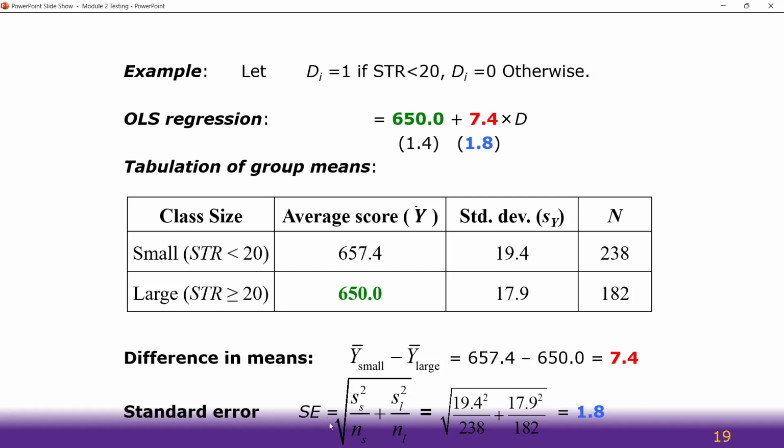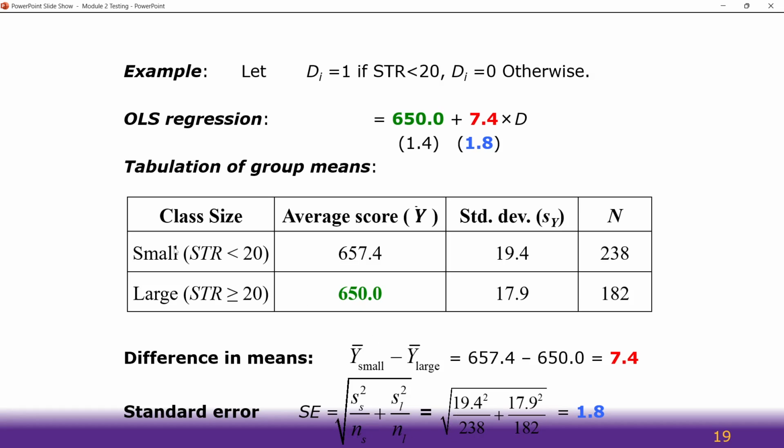And the formula for the standard error of the difference in means is this thing here, right? So you come up with the variance for the small STR group, and you come up with the variance for the large STR group. Divide each of those by the number of observations in that category, add them together, and take the square root of the entire thing, which is easy enough to do, but it's a formula you have to remember as far as the difference in means test is concerned.